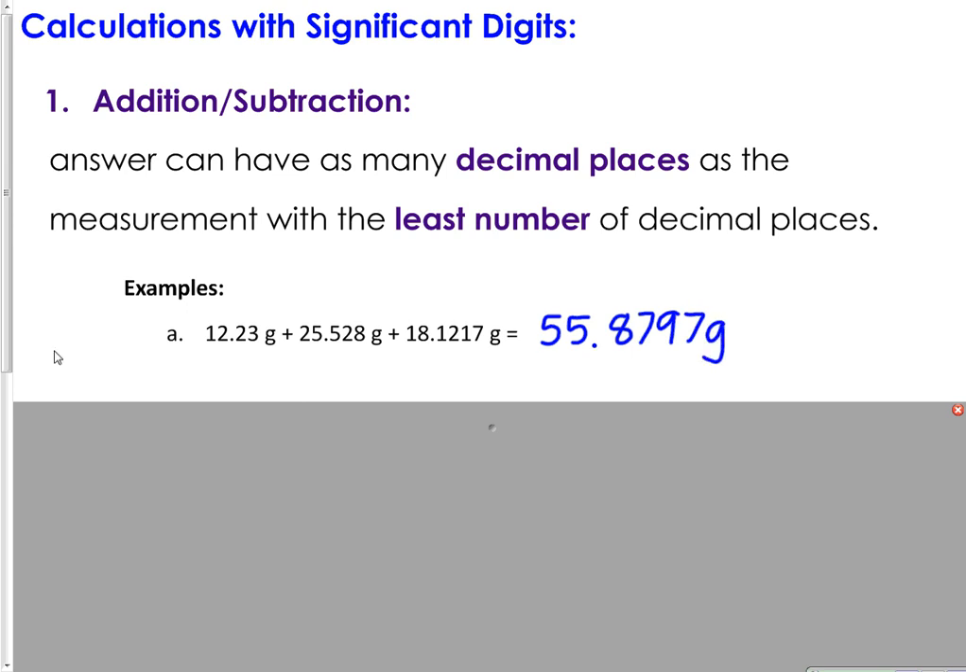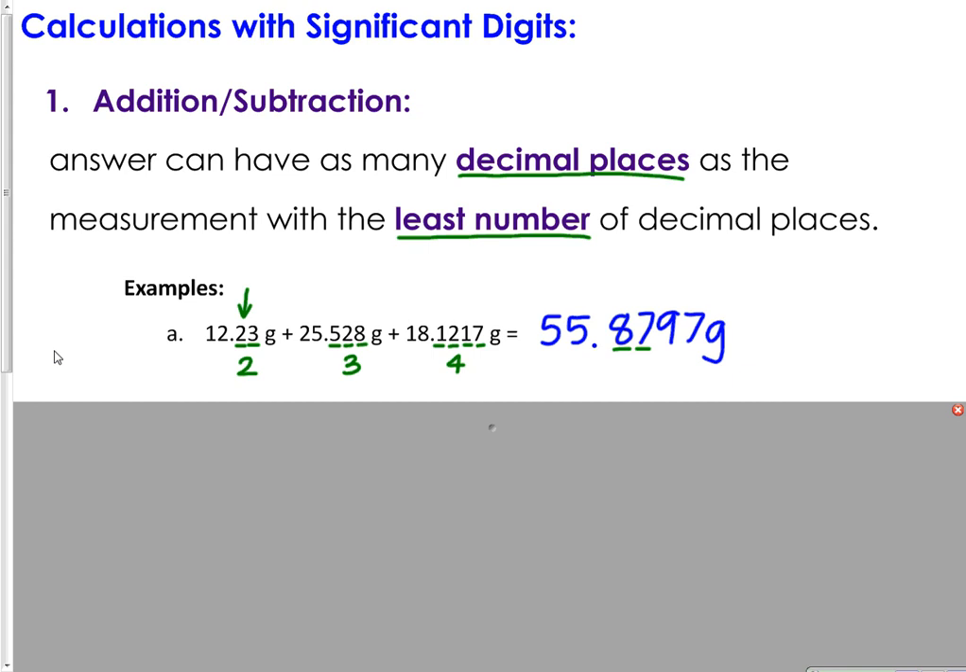The problem is that these are measurements, and we have to pay attention to our rules of measuring. The rule says that our answer can have as many decimal places as our measurement that had the least number of decimal places. If you look, 12.23 has 2 decimal places. 25.528 has 3 decimal places. And 18.1217 has 4 decimal places. The least number of decimal places is 2. My answer can only have 2 decimal places.